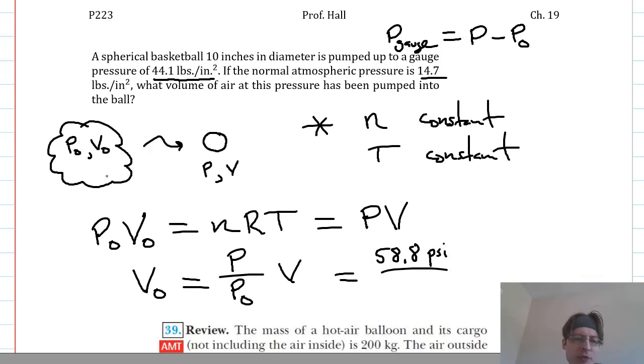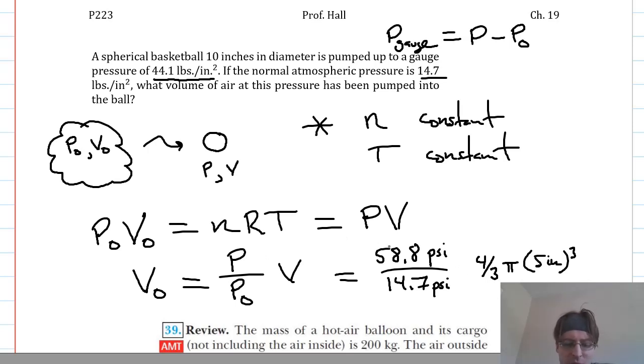It started in the atmosphere at atmospheric pressure of 14.7. 14.7 psi is just the same as 1 atmosphere. Okay, I have to take that ratio multiplied by the final volume of the ball, which is a 10-inch diameter ball. So I have to multiply by the volume of it, which is 4/3 pi r cubed. The radius is 5 inches. Okay, so that'll give me the final volume.